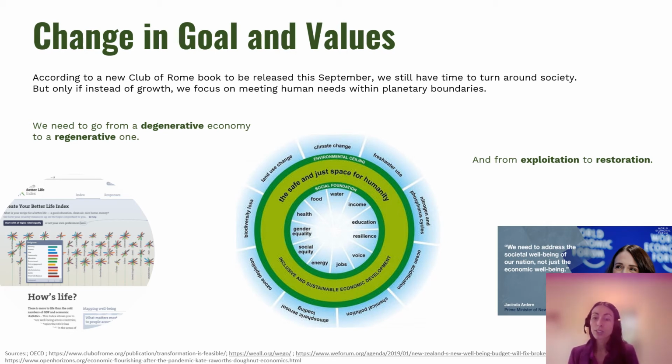We see governments now, a few of them, but still it's a start. We see governments saying, well, we want to be governing by well-being. So we have the WeGo, the Well-being Economy Governments. Scotland is in there, New Zealand, Iceland.